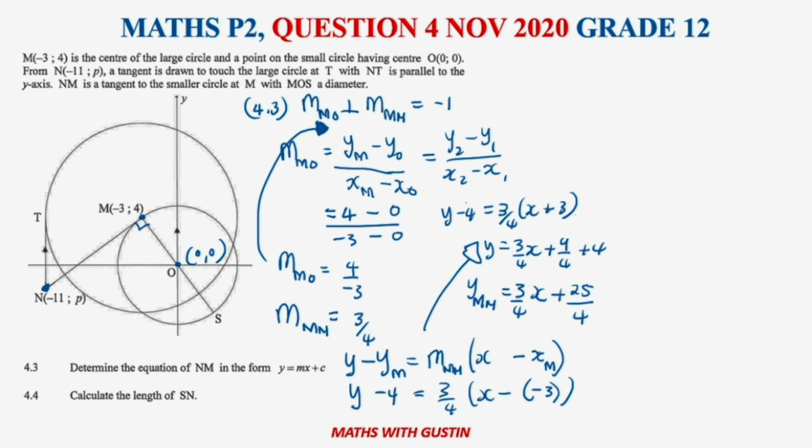All right, so moving right along, let's calculate the length at 4.4. It says we need to calculate the length of SN. Okay, let's come right here and deal with the length of SN, which happens to be this length here.